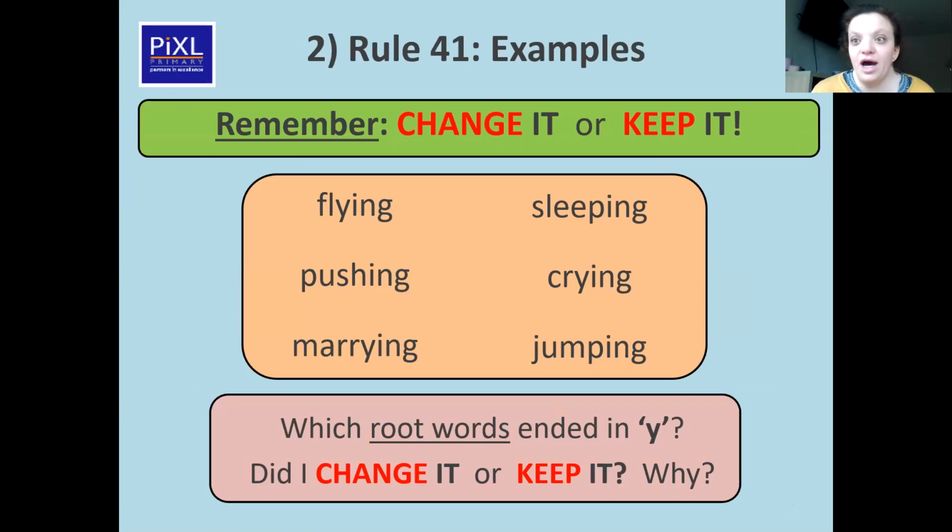So we've got these words that have ended in y or ended in other letters and have been added to make ing. So we've got flying, pushing, marrying, sleeping, crying and jumping. So what were the root words? What were they before? And which ones ended in y? And have I kept my y or have I changed it? And can you explain why? Pause the screen and have a go now.